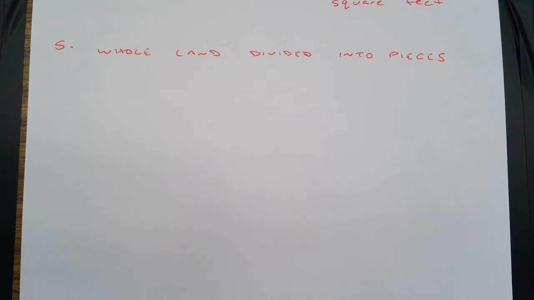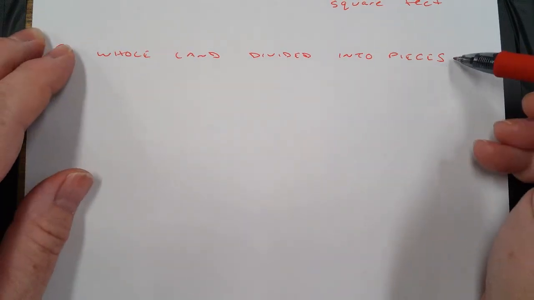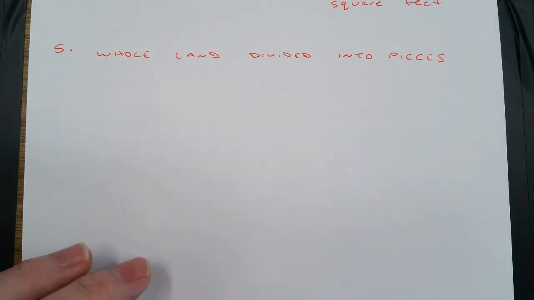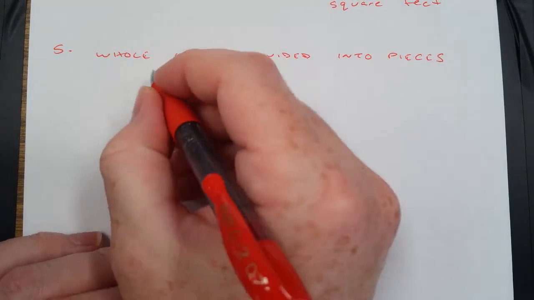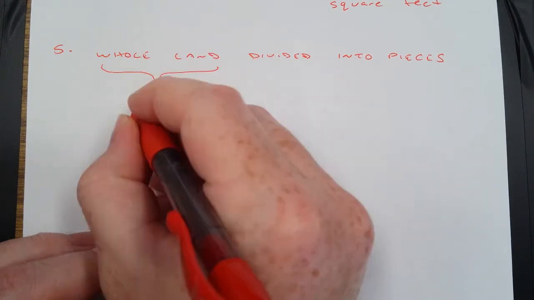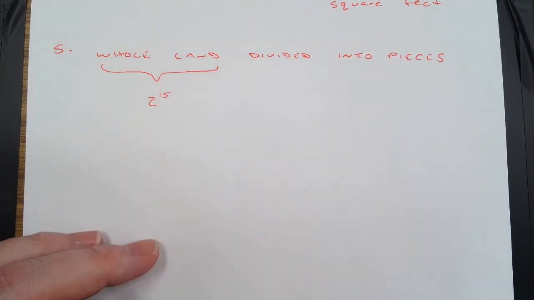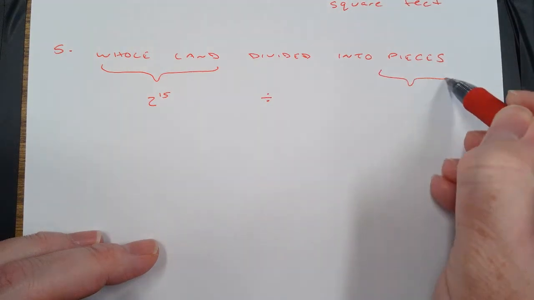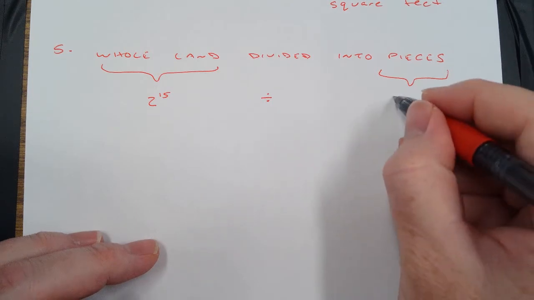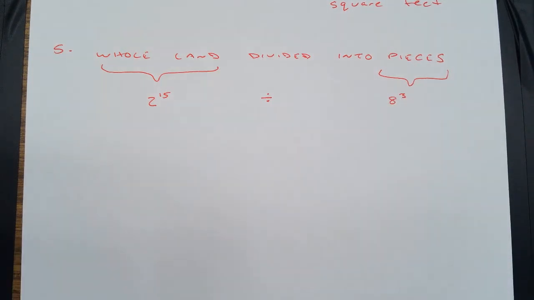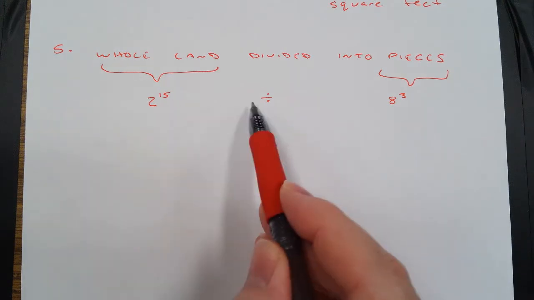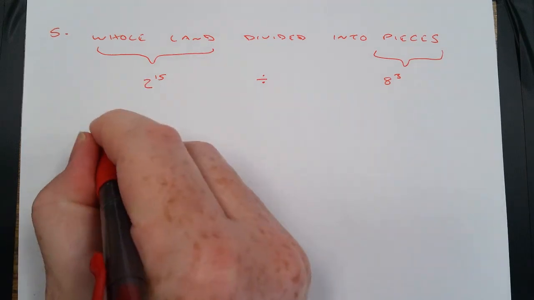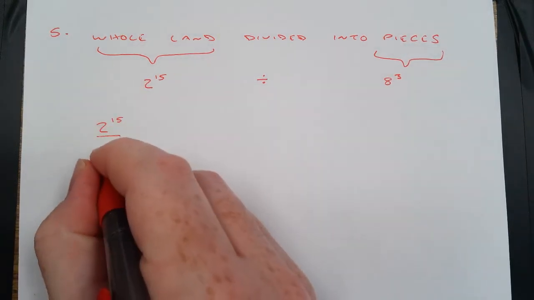So let's take this word sentence of what's happening and put our numbers in it. The whole land. So in the problem it says the total area is 2 to the 15th. So instead of whole land, we have 2 to the 15th. Divided, use the symbol means divide. And the pieces, how big are the pieces? 8 to the 3rd. So that is our problem. We have 2 to the 15th divided by 8 to the 3rd. To keep it simple, I'm going to write like a fraction, 2 to the 15th divided by 8 to the 3rd.